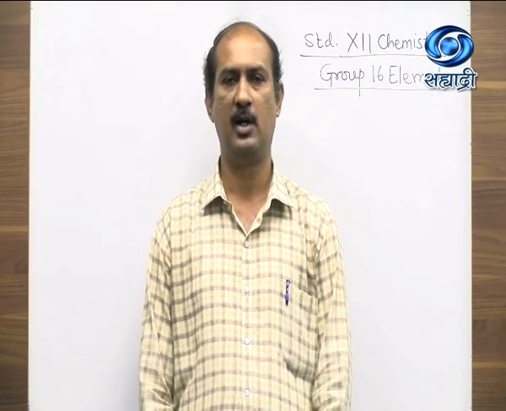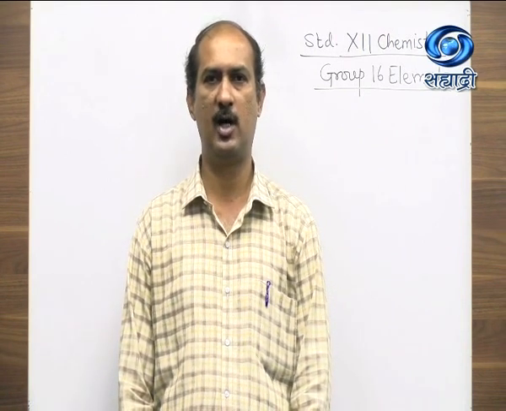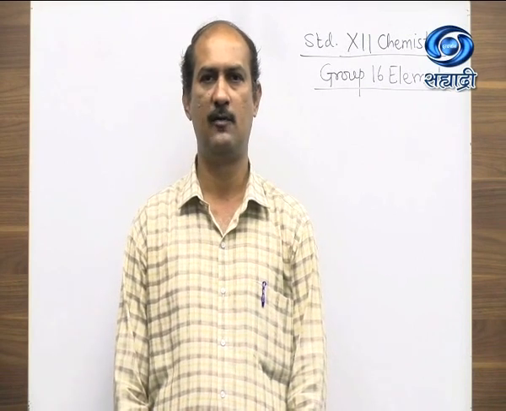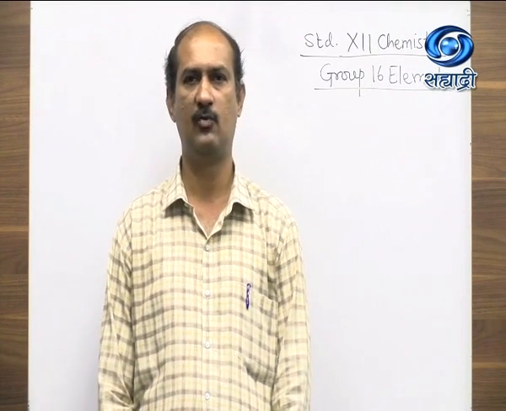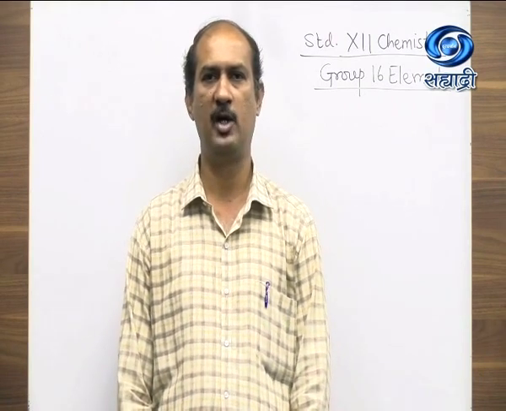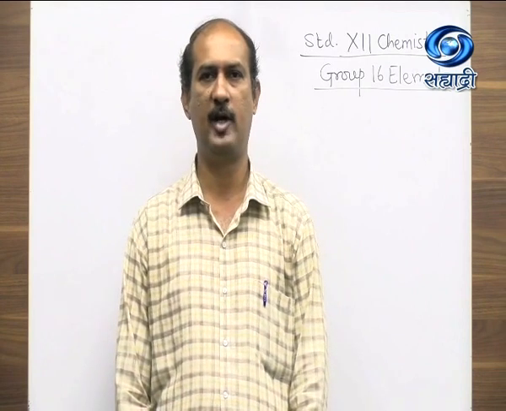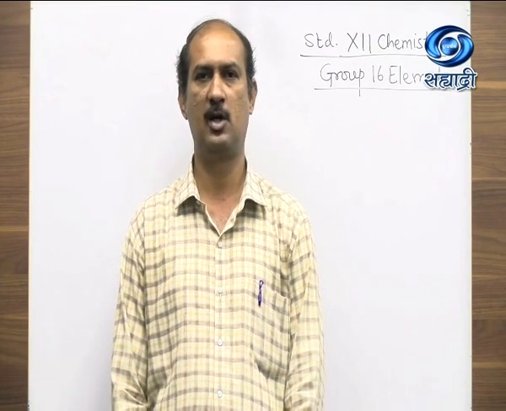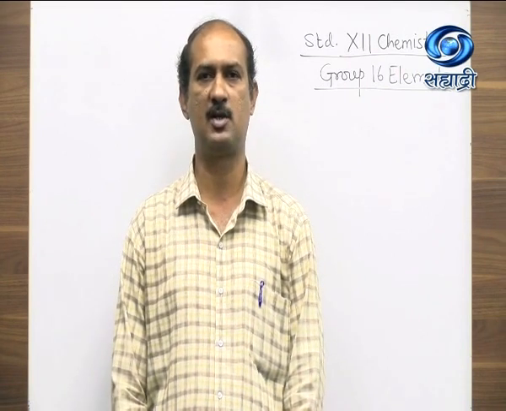So students, in this class, we saw two compounds of sulfur, that is sulfur dioxide and sulfuric acid. We discussed their methods of preparation, physical properties, chemical properties, and uses. And at the end, we studied some of the oxoacids of sulfur, their names, formulae, and structures. So here we completed the discussion of group 16 elements from chapter number 7. In the next class, we are going to start the discussion of group 17 elements. Thank you.